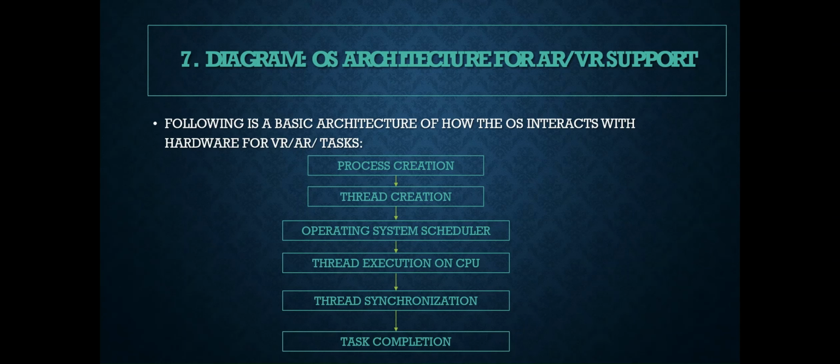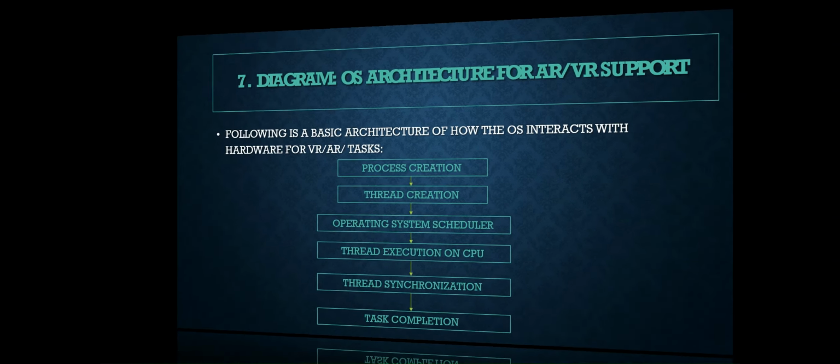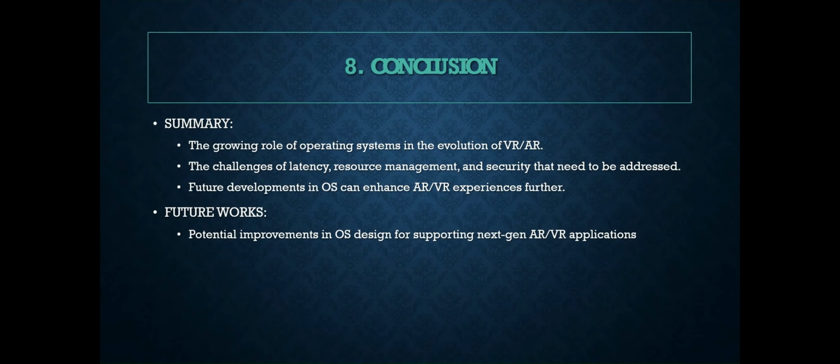In conclusion, operating systems play a key role in the success of AR and VR technologies. They ensure real-time processing, manage resources like memory and graphics processing, and handle multiple data streams in real time. Looking forward, there's still room for improvement. Future developments in OS design will likely focus on reducing latency even further and improving resource management. This will be crucial for the next generation of AR and VR experiences.